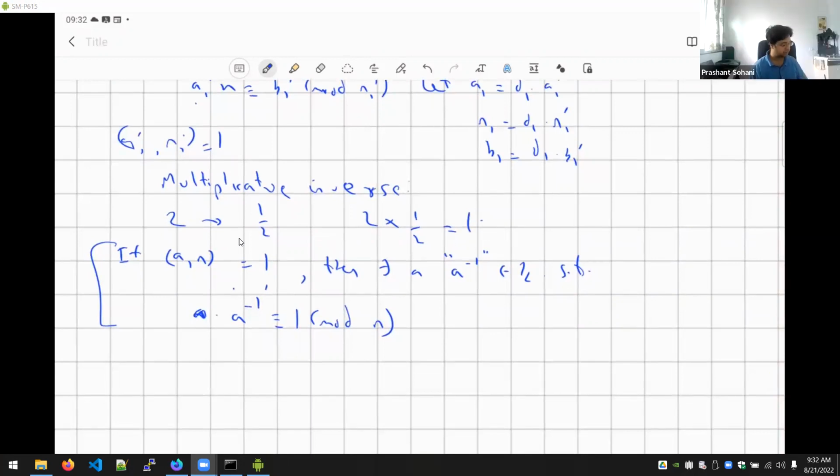No. See, this a inverse is not 1 upon a. This is not 1 upon a. So don't think this is an integer, right? This is not a fraction. This is just a notation. If it is confusing, you can call it b. Doesn't matter. So there exists a term b such that a into b is congruent to 1 mod n.